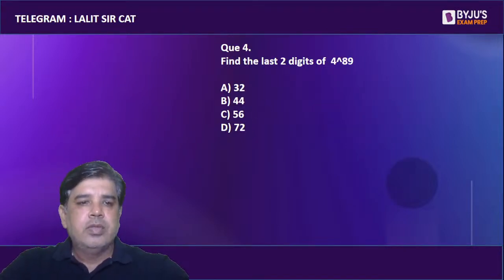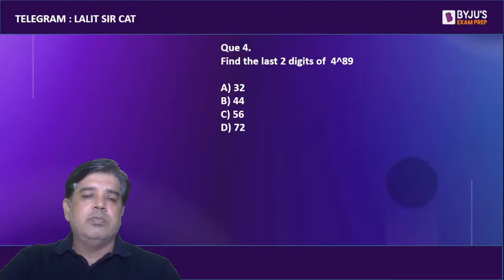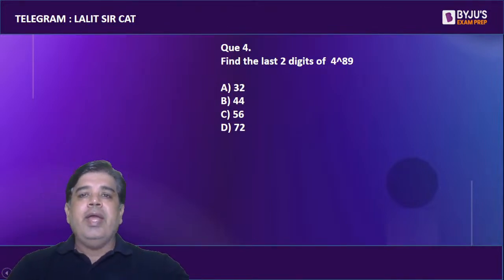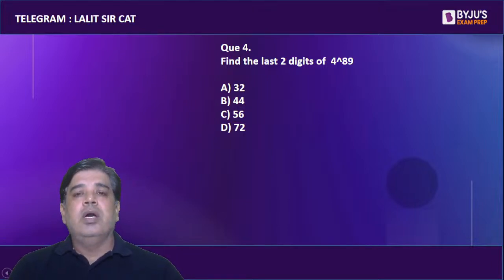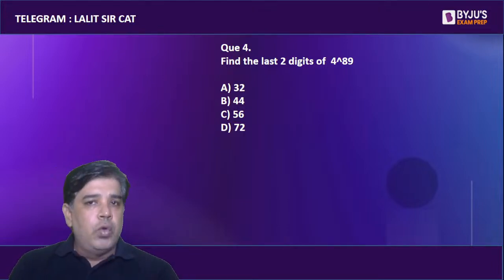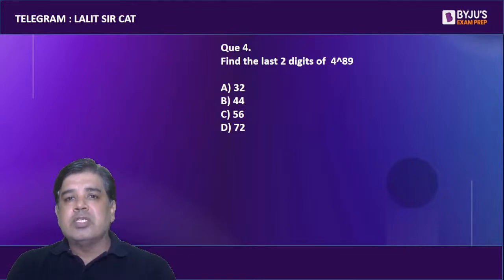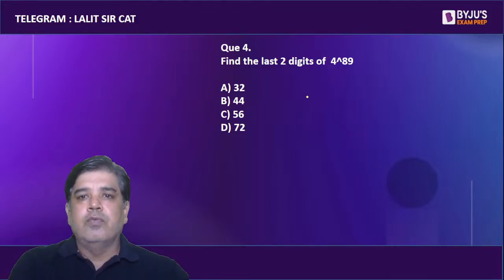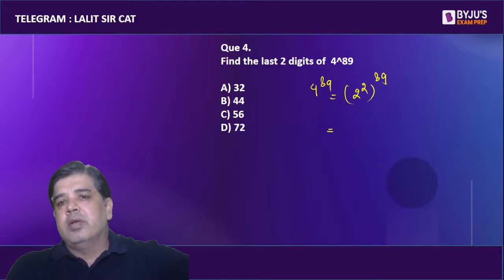Simple. We will be discussing more even numbers in the next session, part 4. Today I am introducing you to the very basic rule where we have powers of 2, powers of 4, powers of 8, powers of 16, meaning the number itself is a power of 2. So 4 raised to power 89 is actually 2 raised to power 2 raised to power 89. Clear?